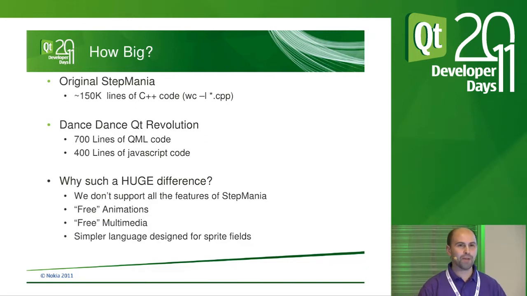So how big is it? I mentioned that StepMania was gigantic, and it is. Thousands and thousands of lines of code. In 2 weeks, we ended up with about 700 lines of QML and 400 lines of JavaScript, about 1,100 lines. The difference is so huge, well, one, because it's not a full implementation. But to fill out the rest of the features, would we need twice as much code, 3 times as much code? It's still far less code than StepMania would be at thousands and thousands.